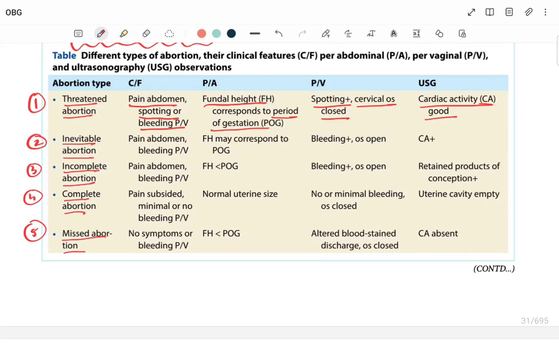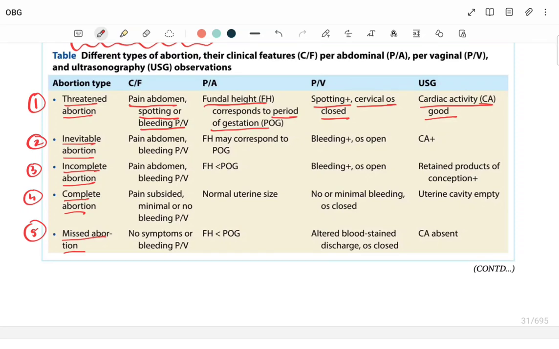In threatened abortion, the main clinical features are abdominal pain, spotting and bleeding PV. In case of per abdominal examination, the fundal height will be corresponding to the period of gestation. In per vaginal examination, spotting will be there, cervical os is going to be closed, and cardiac activity is going to be good. Now next, moving on to inevitable abortion.